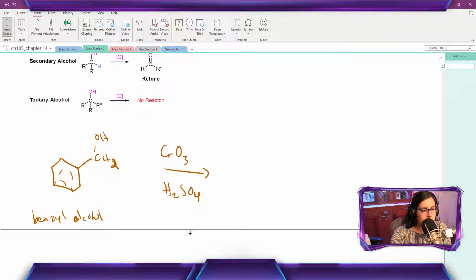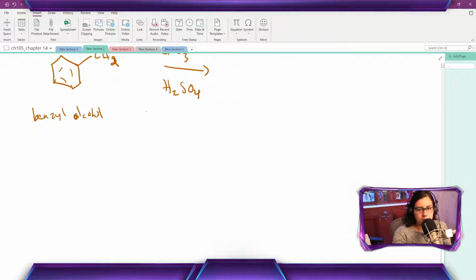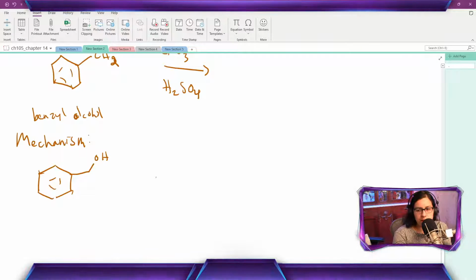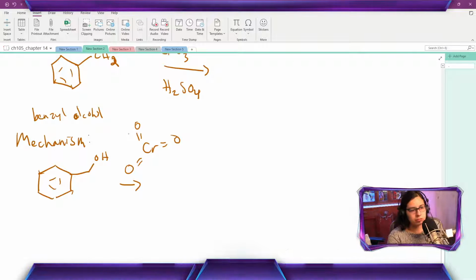And so let's look at this mechanism. So you don't have to know the mechanism, but let's just appreciate it. So we'll start. And this one should be interesting. So we start with our alcohol. And then going to be there in the presence of our chromium oxide. So we have this OH group, electrons on that oxygen. So now it's going to attack this chromate.